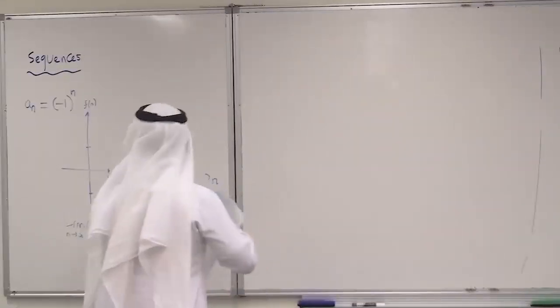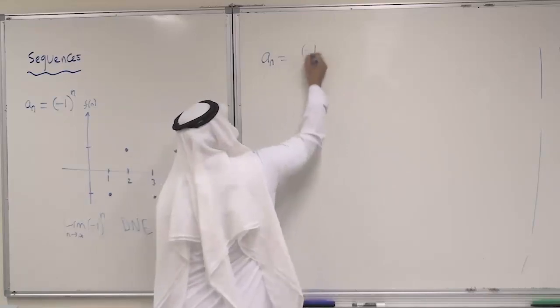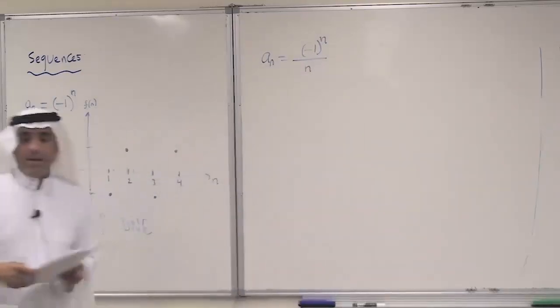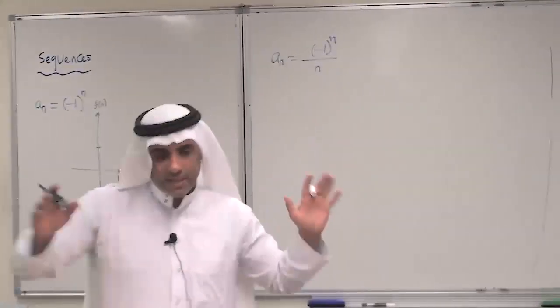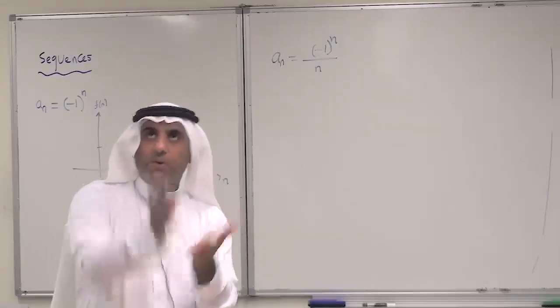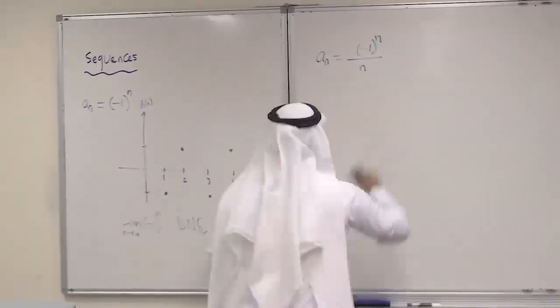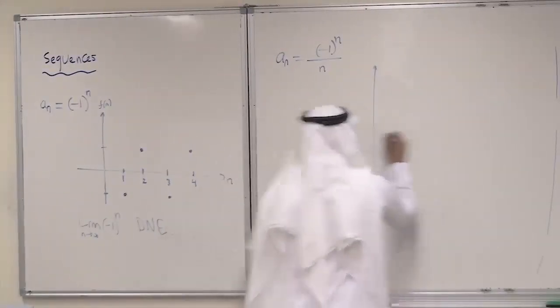So let us take a third experiment here. It's minus 1 to the n, yes, but I will divide by n. And we will see the behavior of the sequence. Is it going to a certain number, or does it oscillate also like before? Okay, fine. So let us go and draw some picture.